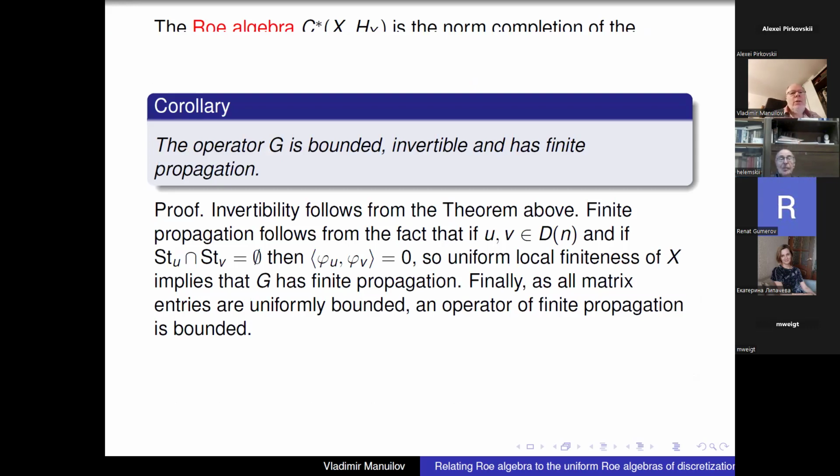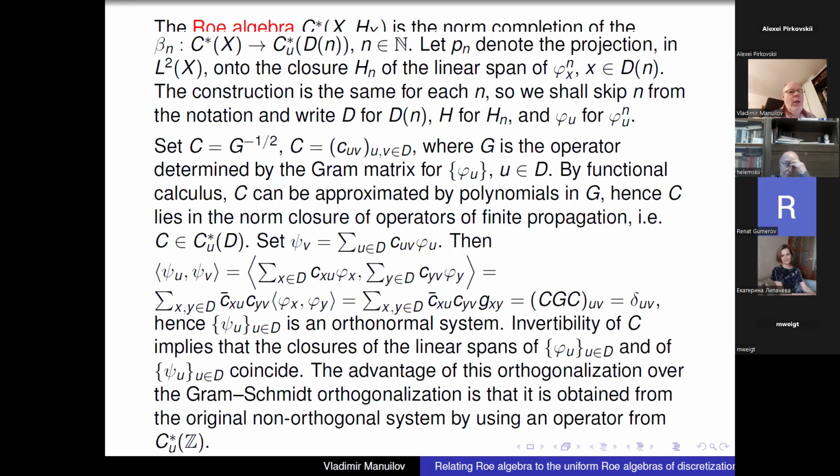And also it has finite propagation, because operators of finite propagation are norm closed. So when we take the inverse, it can be written as a series, and that's why it also has finite propagation. Formally, G, of course, is of finite propagation, but the inverse will also be the limit of operators of finite propagation. And now we can define maps from... well, maybe I should say some words about the idea behind this.